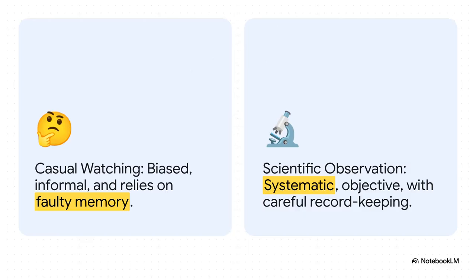But here's the thing. There's a huge difference between how we normally people watch and how a scientist does it. Our casual glance is, well, it's often biased, pretty informal, and relies on our really terrible memory. Scientific observation, though, that's the real deal. It's systematic, it's objective, and it's all built on careful, detailed records. And understanding that difference, that's the big leap we're going to make today.